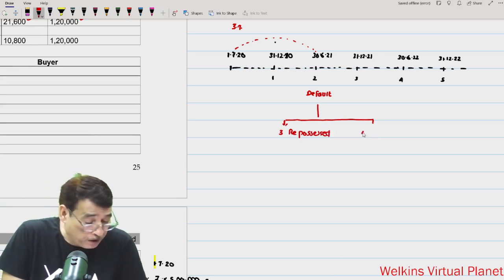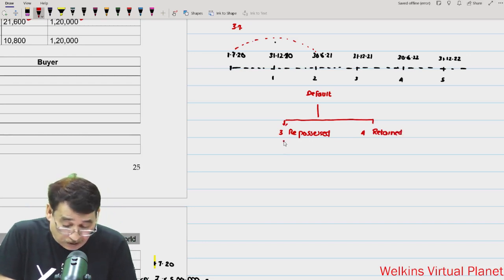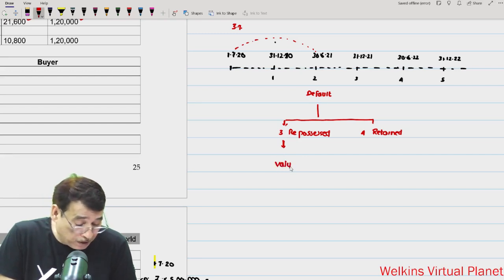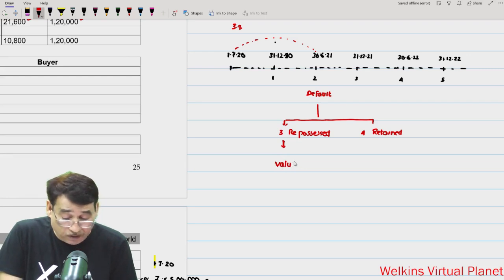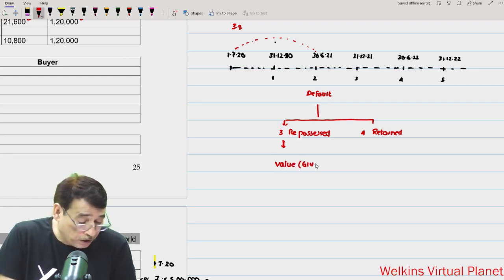And 4 retained. The good thing about repossession is that their value is already given. The goods which have been returned back, their value is given in the question itself. So we need not require to work out. Correct? ₹4,05,000 is the value.